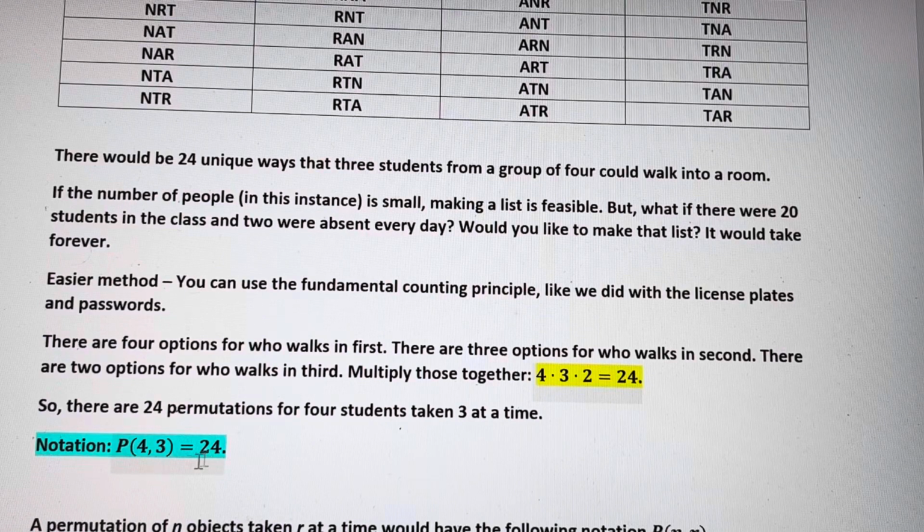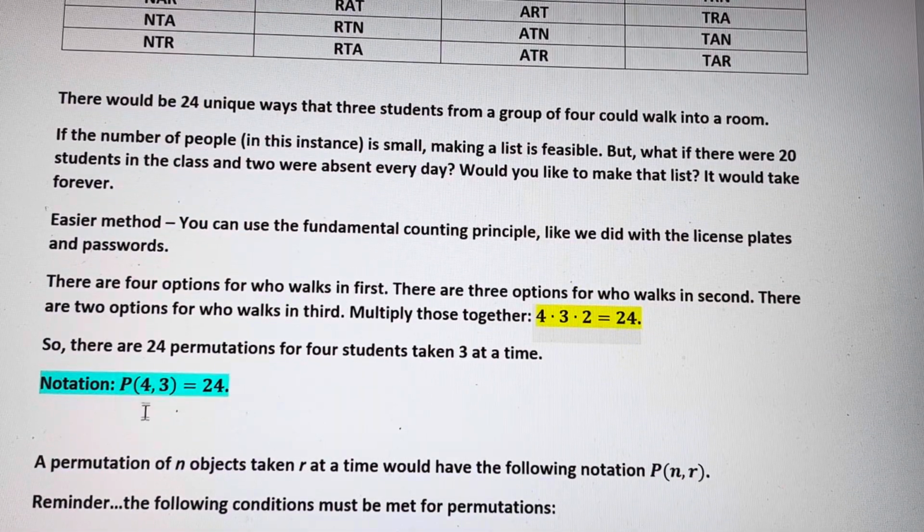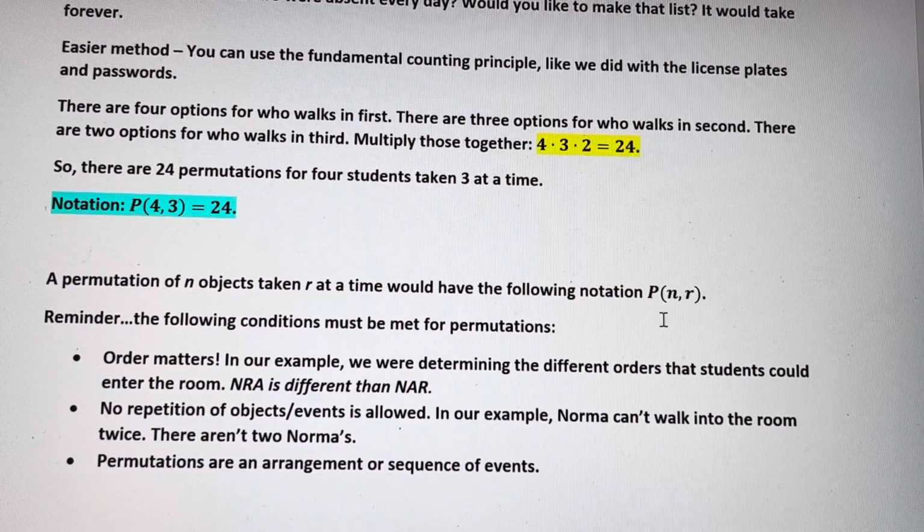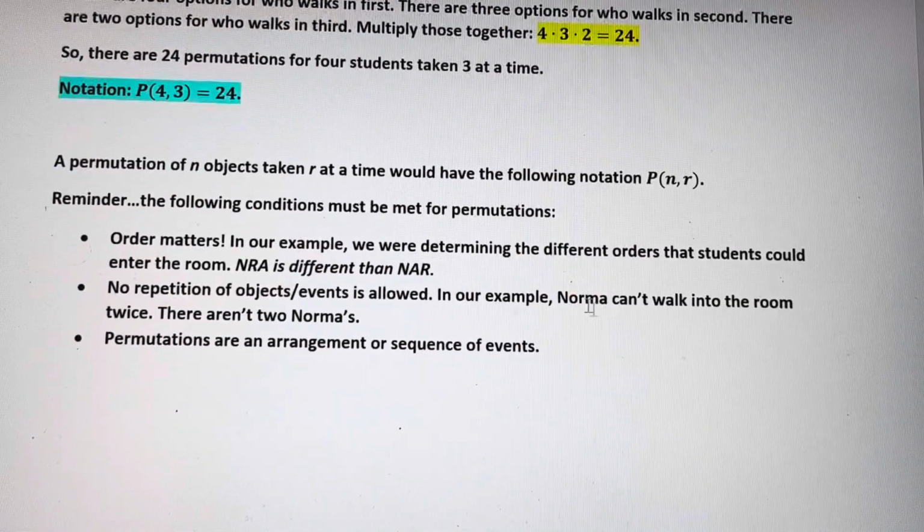The notation you use for permutations is this P followed by parentheses. The first number is going to be the number of objects, or people in this case, that are in our group, followed by the number of people that we're actually grouping together. So what this says is we're going to find the permutations of 4 objects when we're grouping 3 of those. So the permutations of 4, 3 is equal to 24 unique ways that, in this case, they could walk into the room. So that notation again, permutation of n, r, means n objects taken or grouped r at a time.